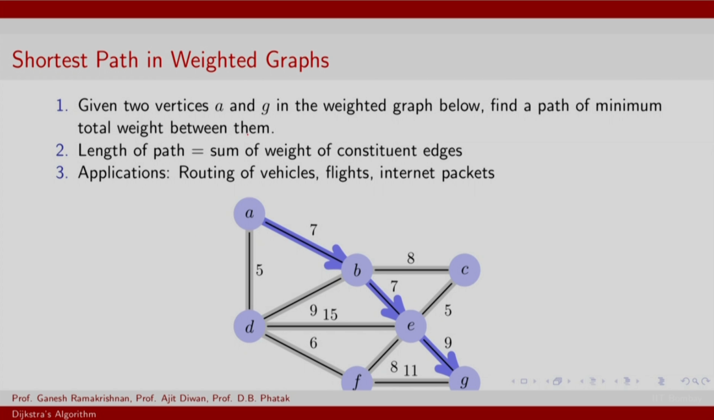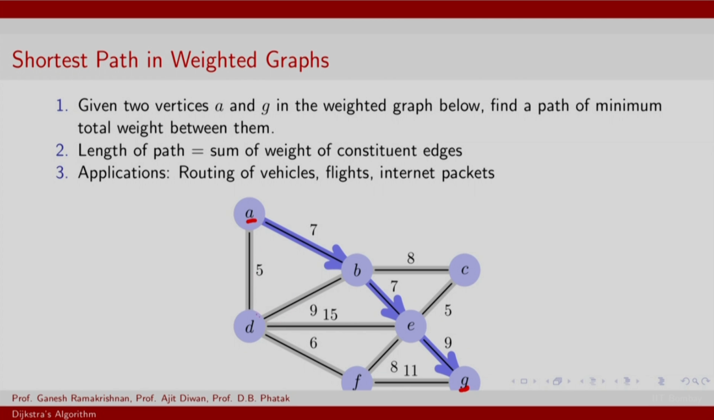What is the shortest path in weighted graphs? Given two vertices A and G in this graph below, the problem is to find a path that has minimum total weight between them. So we've assumed non-negative weights. Weights are 7, 7 and 9 along this particular path. 23 is the total weight of this path.